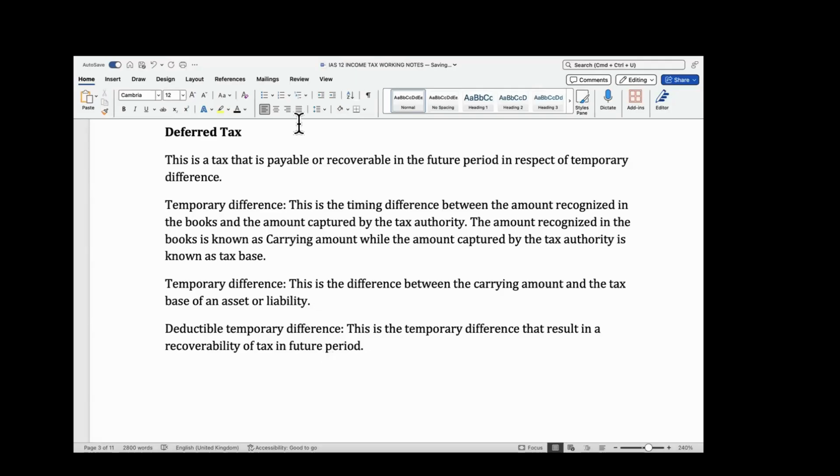While the other one can result in you paying additional tax in the future. It's just like saying you have a revaluation surplus and the taxman says, this revaluation surplus, we cannot tax it now because you have not actually earned it. There's no cash to back it up. So we're not going to tax it now. When you sell the asset and you actually earn this surplus, then we'll tax it. So that's a taxable temporary difference. This is the temporary difference that results in tax payable in a future period.